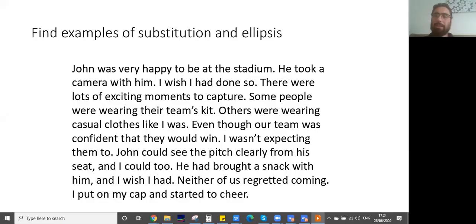So I'll let you guys take a look at this. It doesn't really have that much meaning, it's just nonsense, something that I typed up quickly just to test reference links. So it's not really an authentic text or anything like that. I just typed it quickly to try and get as many reference links as I could, and ellipsis. So find examples of substitution and ellipsis. I'll give you guys 5 minutes.